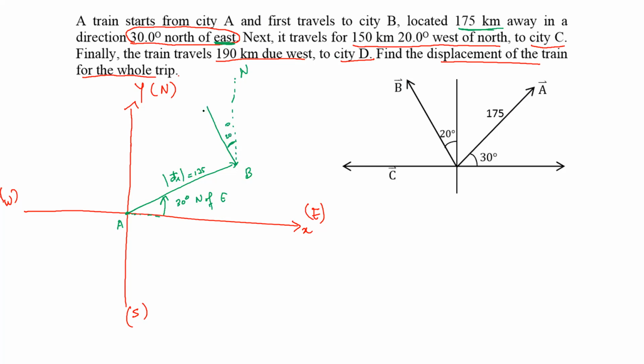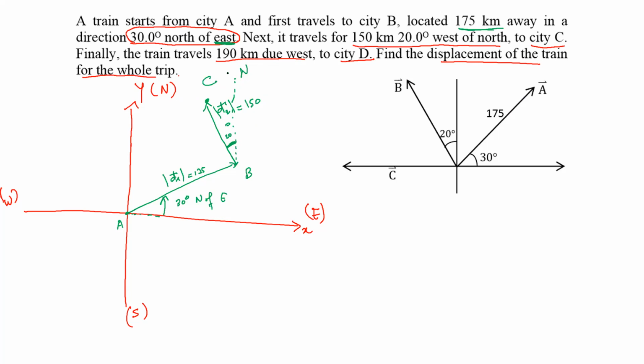So I travel for a second displacement. Let me call it D2. And the magnitude of D2 is equal to what? 150 kilometers. Okay. Be careful, this angle here is 20 degrees because I said 20 degrees west of north. So you start in the north direction and you go 20 degrees in the west direction. So this is the angle that I gave you. So now where is city C? City C is at the end of the second displacement. So this is city C.